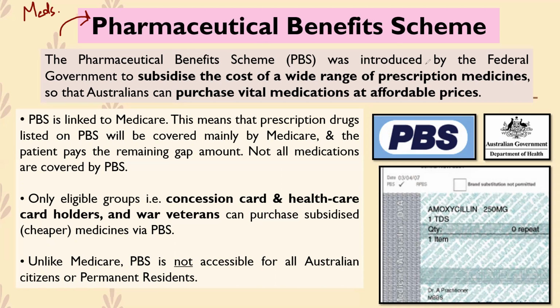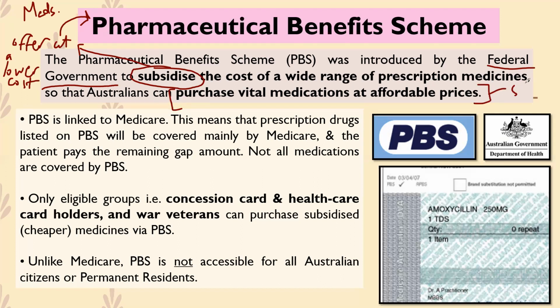So the Pharmaceutical Benefits Scheme, similar to Medicare, was established by the federal government of Australia to subsidize. Again, we see the word subsidize. Subsidize means offer at a low cost, not free, but at a lower cost than normal. Okay, to lower the cost of a wide range of prescription medicines. And this is the key idea: so Australians can purchase vital medications at affordable prices so that no one's socioeconomic status affects their ability to purchase medication that helps them to stay alive or stay well.